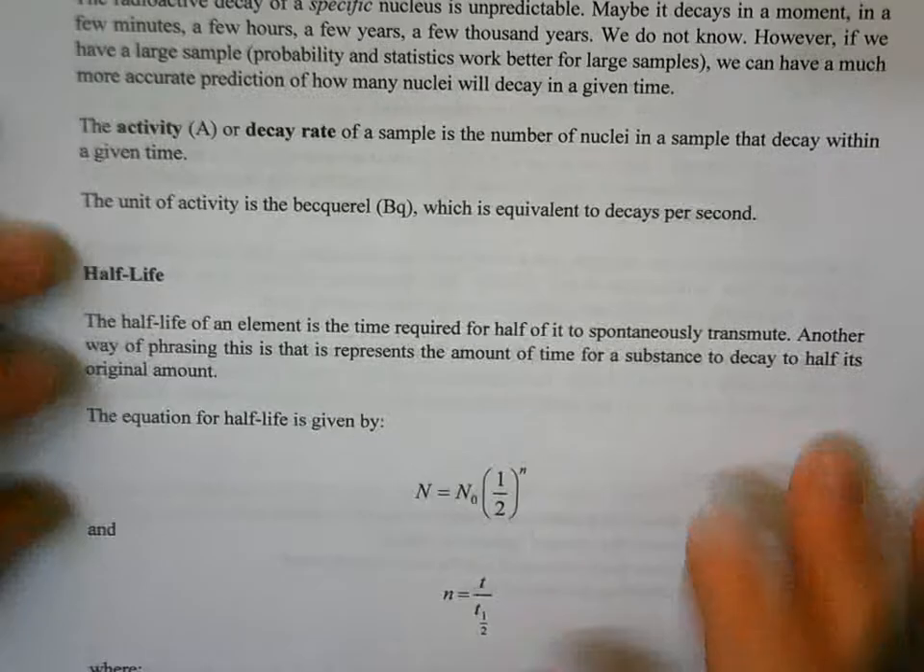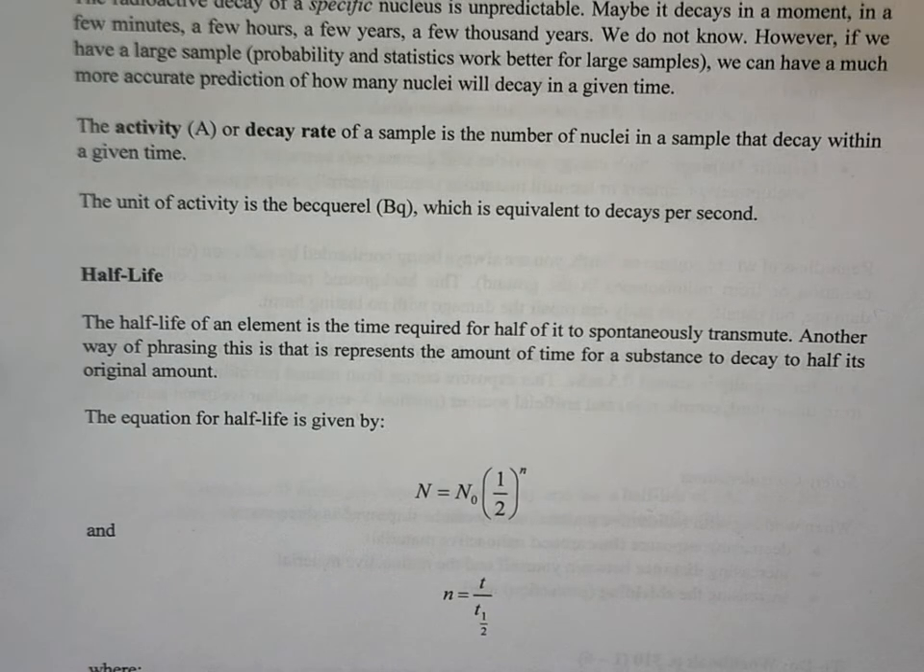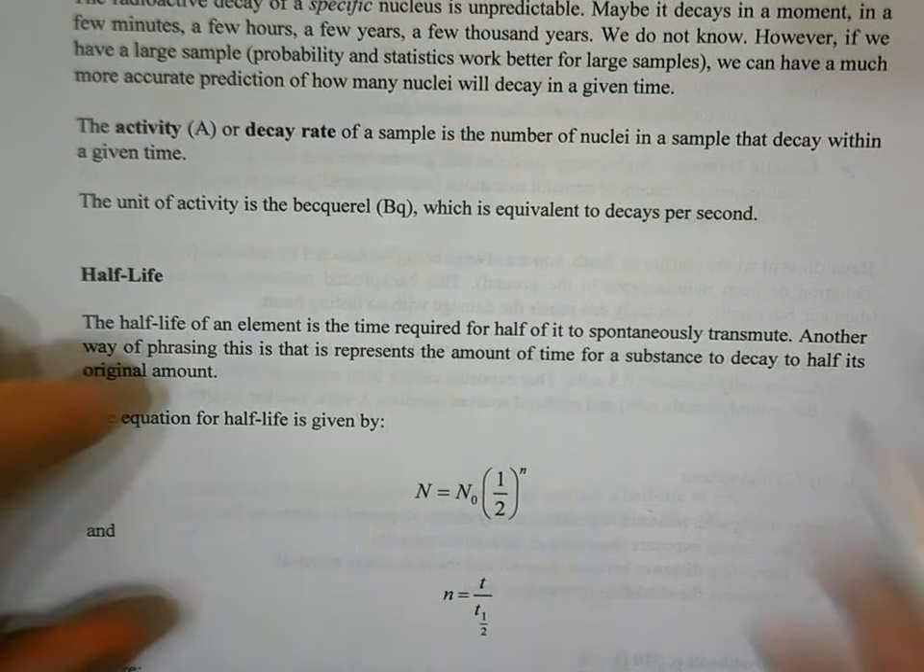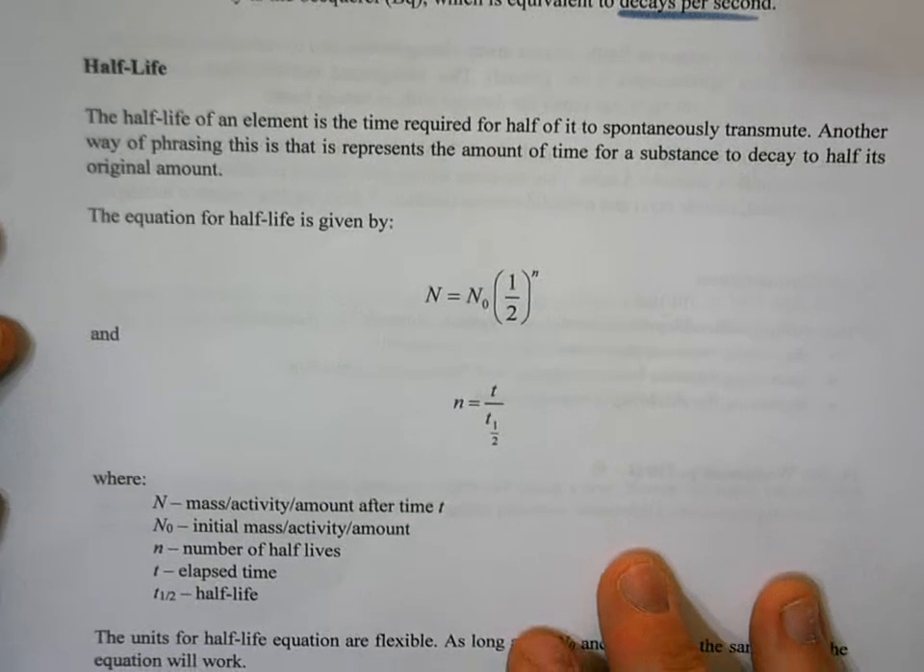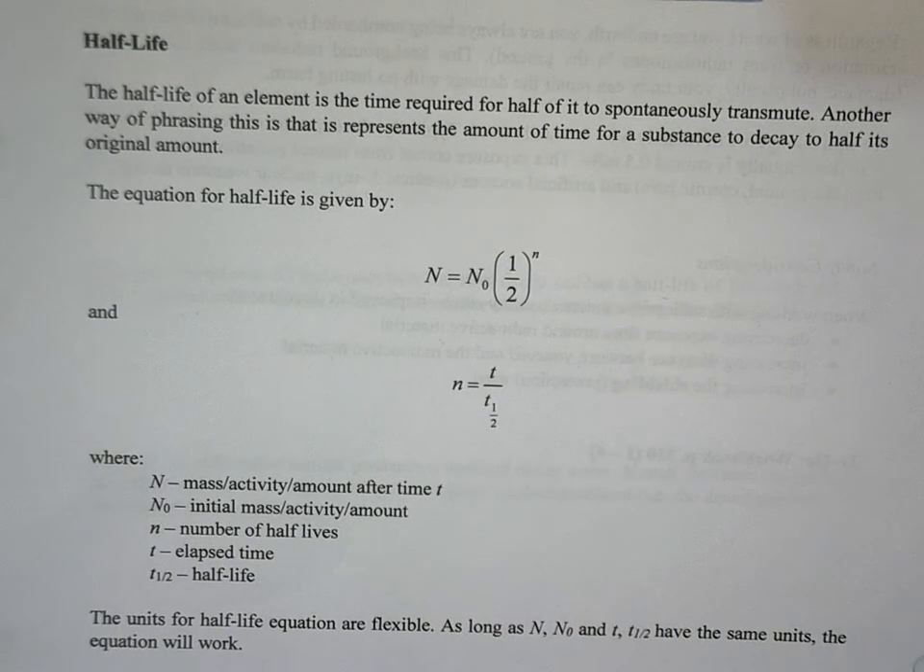So when we talk about activity or decay rate, it's basically telling us how many nuclei in that sample decay within a given amount of time. So the unit for activity is the becquerel, and the becquerel is equivalent to the units of decays per second. So it's telling you how many decays you should expect every second in that sample. What we're really interested in, though, is this thing called half-life. The half-life is the time for half of a sample to spontaneously transmute, or half of a sample to decay, however you want to phrase that.